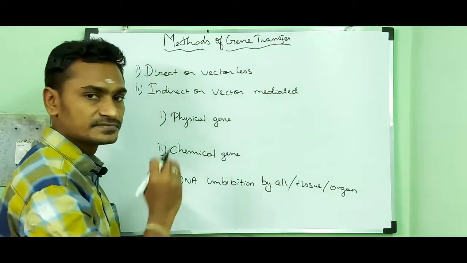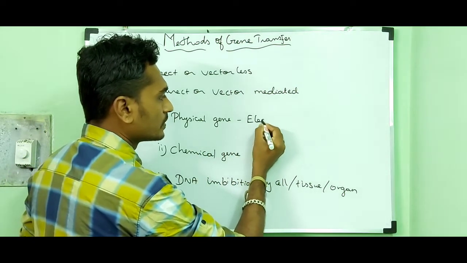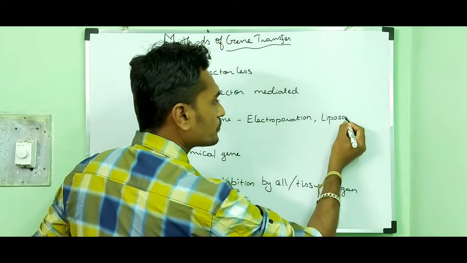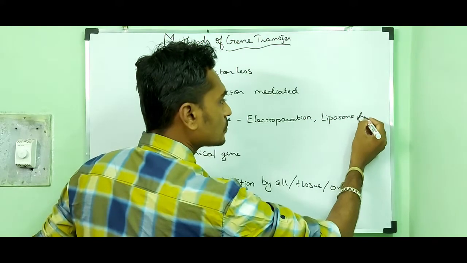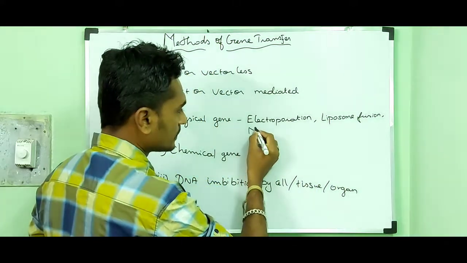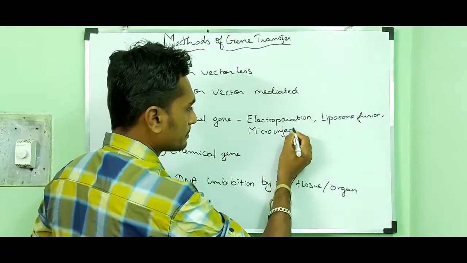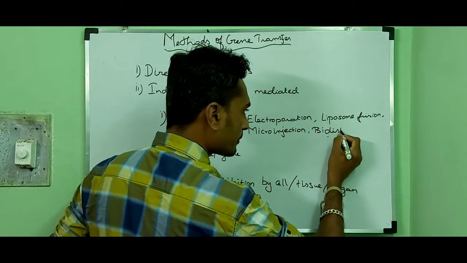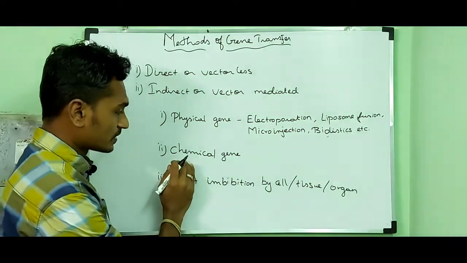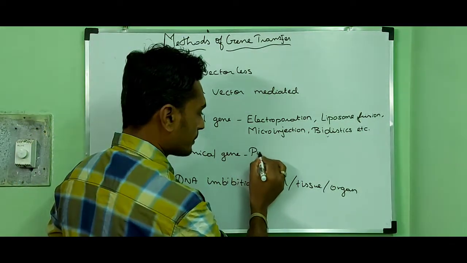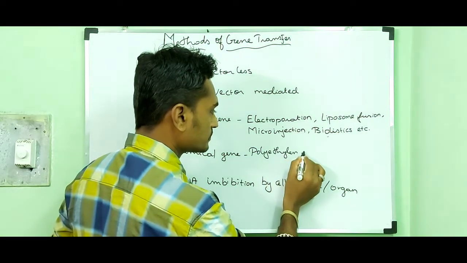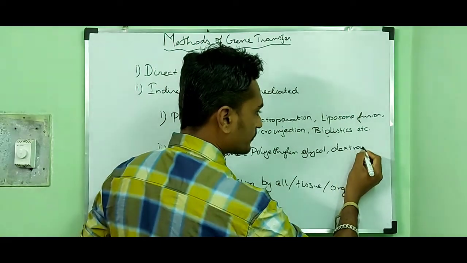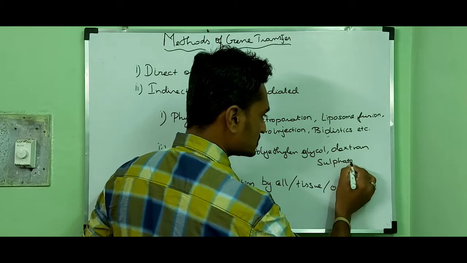The examples for physical gene transfer methods are electroporation method, liposome fusion, microinjection, biolistics, etc. Examples for chemical mediated gene transfers are polyethylene glycol mediated gene transfer, then dextran sulfate mediated gene transfer, etc.